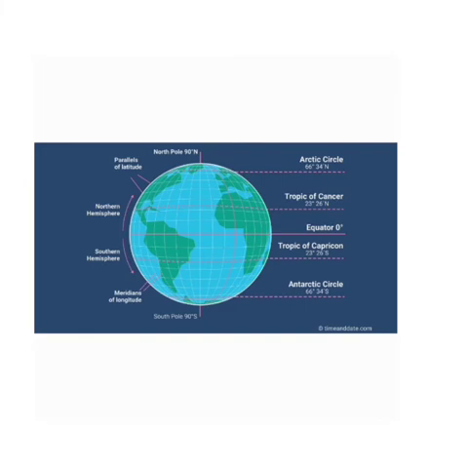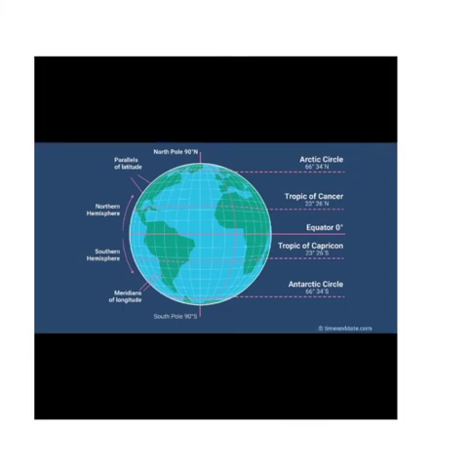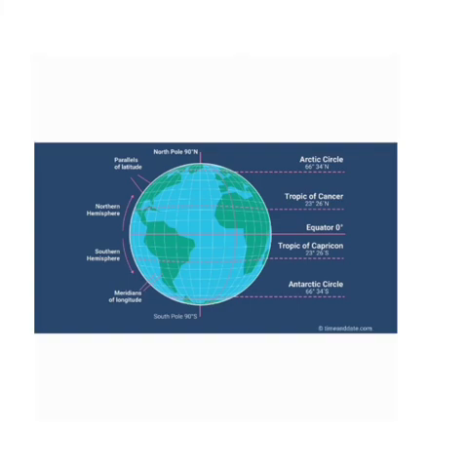The axis of the earth is an imaginary line passing through its center. The earth constantly rotates on its axis. The two ends of this axis of the earth are called the poles. The point in the north is the North Pole and the point in the south is the South Pole. So let us learn more about these imaginary lines.